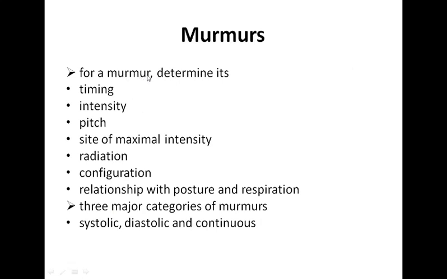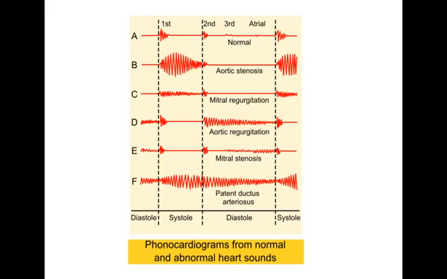When there is a murmur, you have to determine the timing, intensity, pitch, site of maximum intensity, radiation, configuration, and relationship with posture and respiration. Three major categories of murmurs are systolic murmur, diastolic murmur, and continuous murmur. Remember, murmurs are checked in your final year exam. So here you can see the summary.